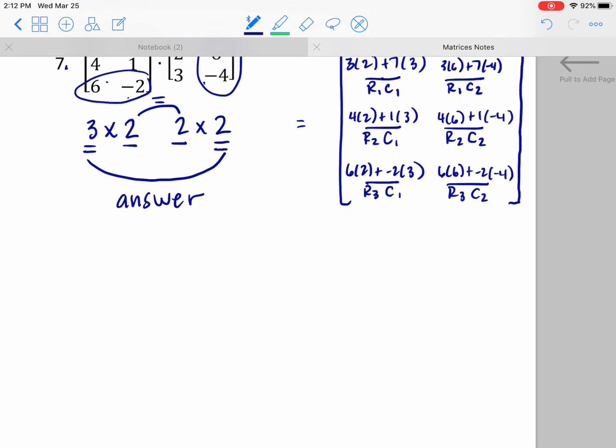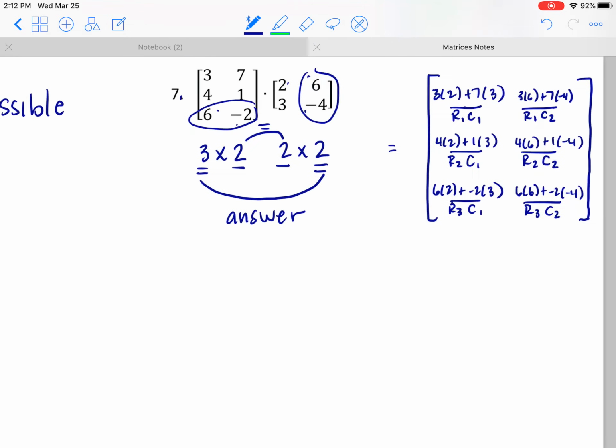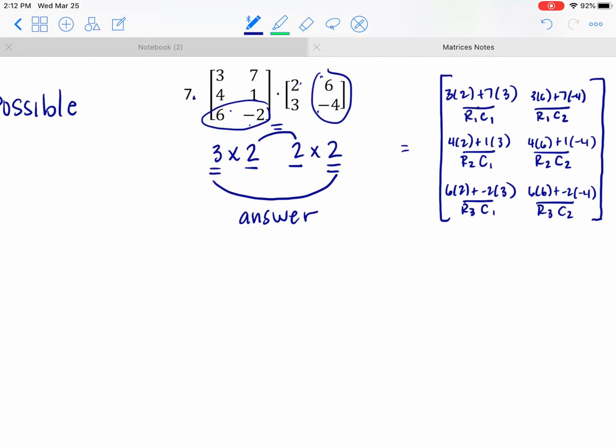Okay? So if you wanted to try to do all that in your head, you're welcome to. It's not possible for me. So I like to write out all those entries, put all the work out there, and now I can do some pretty simple math to figure out what our final matrix is supposed to look like.